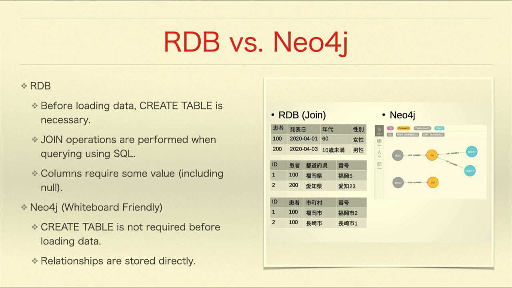Okay, RDB versus Neo4j. In an RDB, before loading data, creating a table is necessary, but join operations are performed when querying using SQL. Columns require some value, okay? But Neo4j is whiteboard friendly. A create table is not required, and the relationships are stored directly, so you don't use a join function. It's already joined. It's so fast.